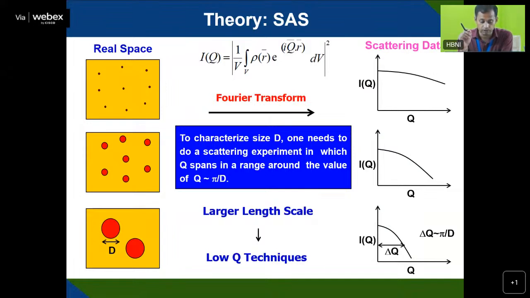For smaller size particles in real space, the I(Q) curve is not that much inclined to the x-axis. But for larger sizes, Q equals pi by d, where d is the distance, so you are able to access large length scales; that is the low-Q technique. To characterize the particle size d, one needs to do a scattering experiment in which Q spans the range of the value Q equals pi by d, so the scattering experiment has to be designed accordingly.